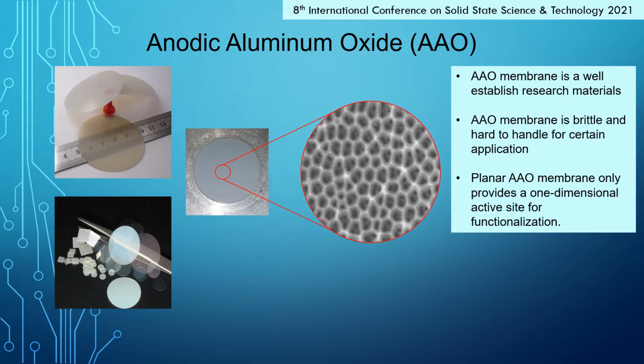AAO membrane is a well-established research material. It is considered one of the cheap, versatile, and highly functional materials. The anodization of an AAO membrane is well established. It has long been commercialized and applied in numerous fields. Although it is very useful and easy to fabricate, a freestanding AAO membrane is brittle and hard to handle for certain applications that require sturdy materials. Furthermore, the planar AAO membrane only provides a one-dimensional active site for functionalization.